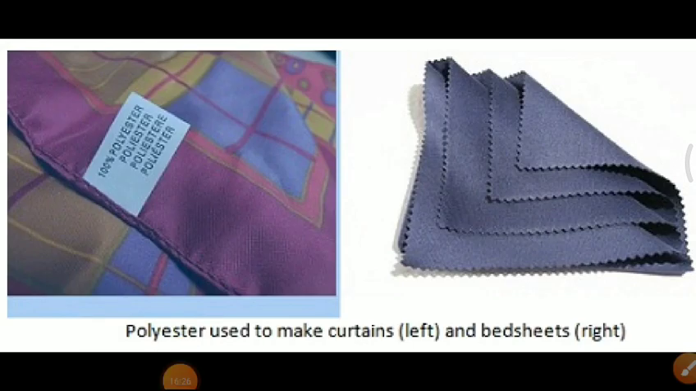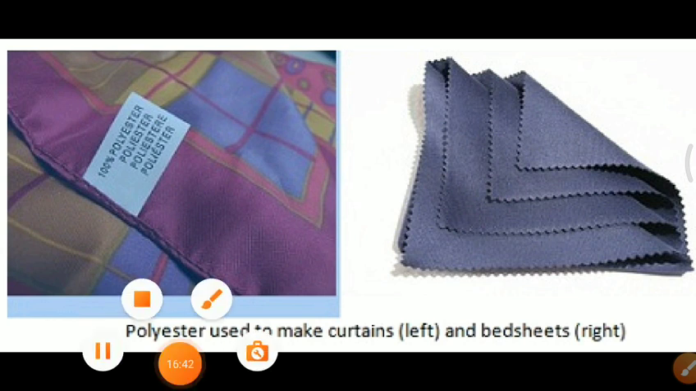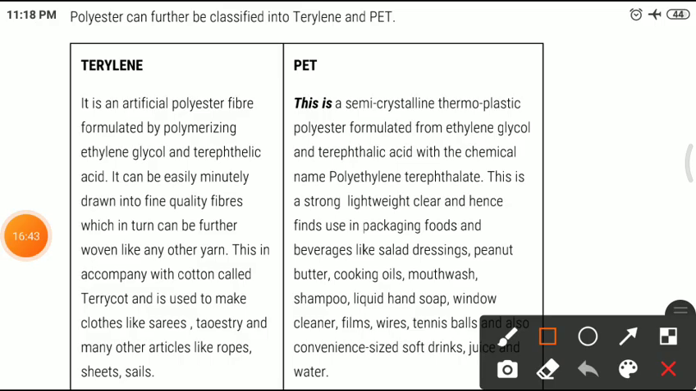Here is the picture of some articles made up of polyester. At the left side are the curtains, which are made up of polyester, and at the right side are the bed sheets made up of polyester. Polyester can further be classified into terylene and PET. Terylene is a popular polyester.